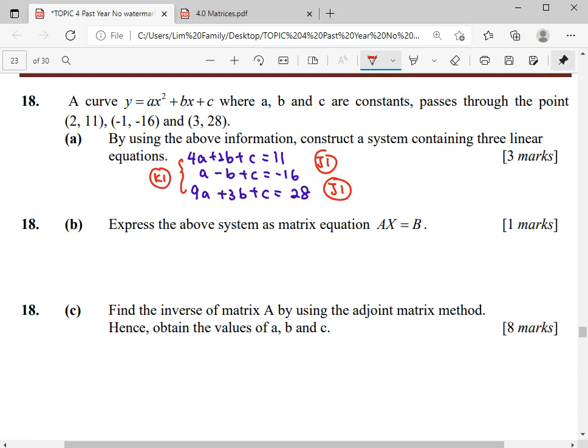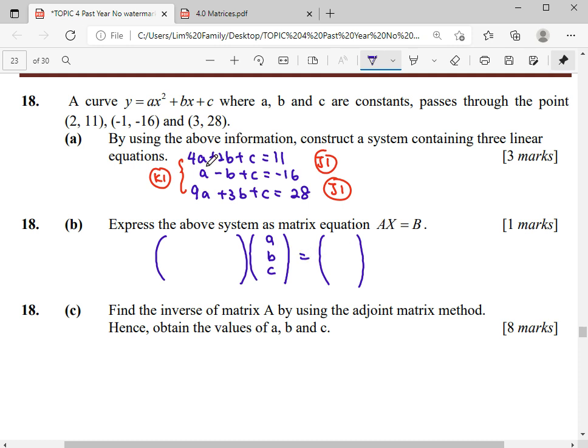For question B, they ask us to express the above system in a matrix equation. So we have to form our matrices, where the first matrix is our coefficients, and the second matrix is our unknowns. Our unknowns are a, b, c. And our last matrix is our answer. So this is the meaning of the matrix equation, Ax equals B.